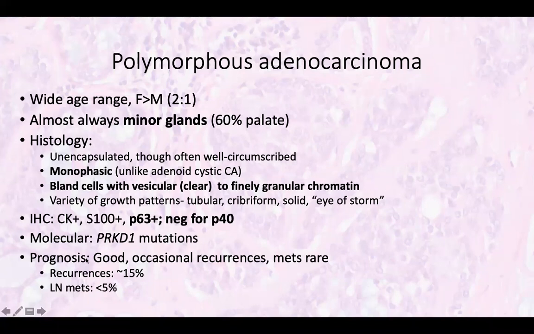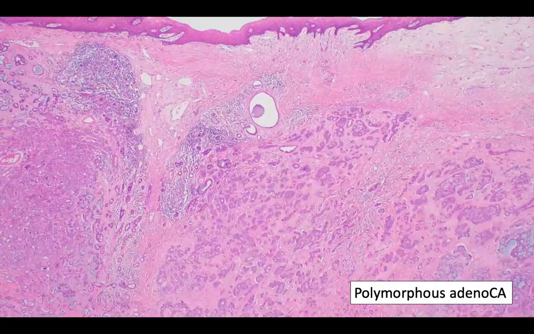The prognosis for this is really good. You'll occasionally have recurrences, around 15%, but metastases for polymorphous adenocarcinoma are pretty rare. Less than 5% will have lymph node mets. So it's important to distinguish this from adenoid cystic carcinoma. This is one where you really want to make sure you get the right diagnosis, because it's the difference between saying you're probably cured with this surgery versus you're probably going to die of this disease. So you really have to make the right diagnosis here.